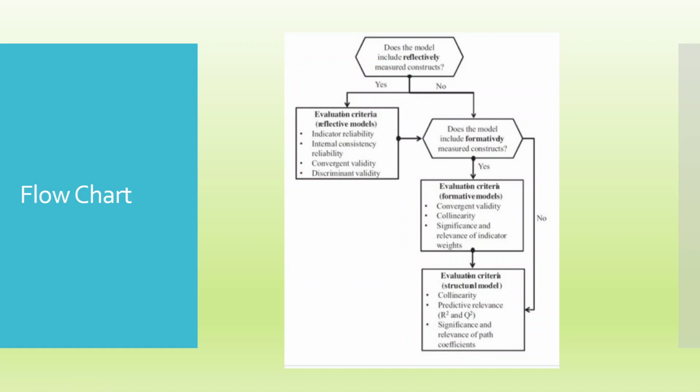There is a flowchart which we have to follow. This is given by the authors. Does the model include a reflective construct? Yes. Then, as we saw in my previous videos, the evaluation criteria of the reflective model are to check indicator reliability, internal consistency reliability, convergent validity, and discriminant validity. If it is not reflective and it is a formative one, we go for convergent validity, collinearity, and significance and relevance of indicator weights. Once both of them, depending upon reflective or formative, have been established, then we go for the structural model assessment, in which the first step is testing collinearity, then predictive relevance, then the significance and relevance of path coefficients.